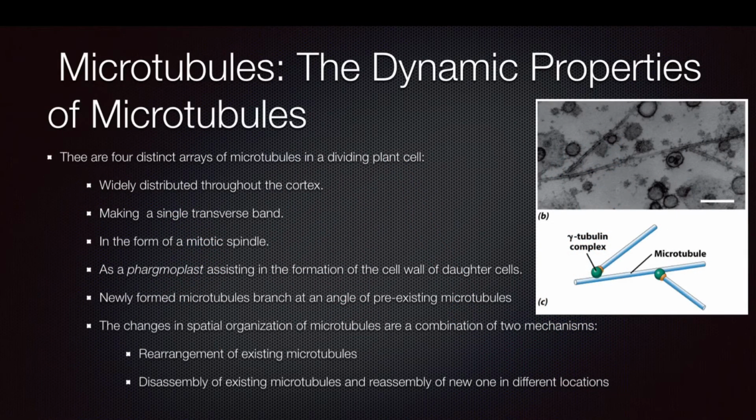Microtubules. The dynamic properties of microtubules. There are four distinct arrays of microtubules in a dividing plant cell: widely distributed throughout the cortex, making a single transverse band, in the form of a meiotic spindle, and as a phragmoplast, assisting in the formation of the cell wall of daughter cells. Newly formed microtubules branch at an angle from pre-existing microtubules. The changes in spatial organization of microtubules are a combination of two mechanisms: rearrangement of existing microtubules, and disassembly of existing microtubules and reassembly of new ones in different locations.